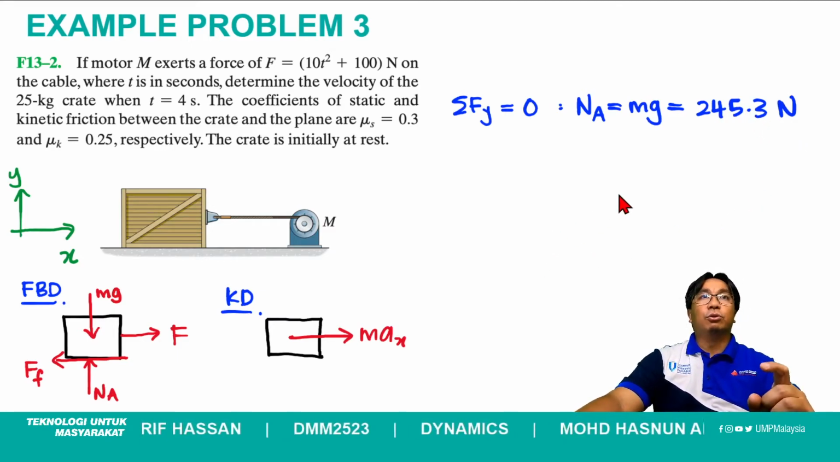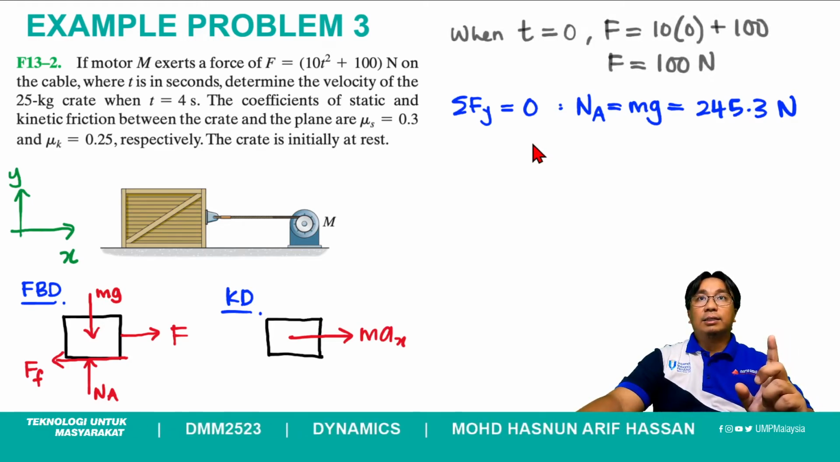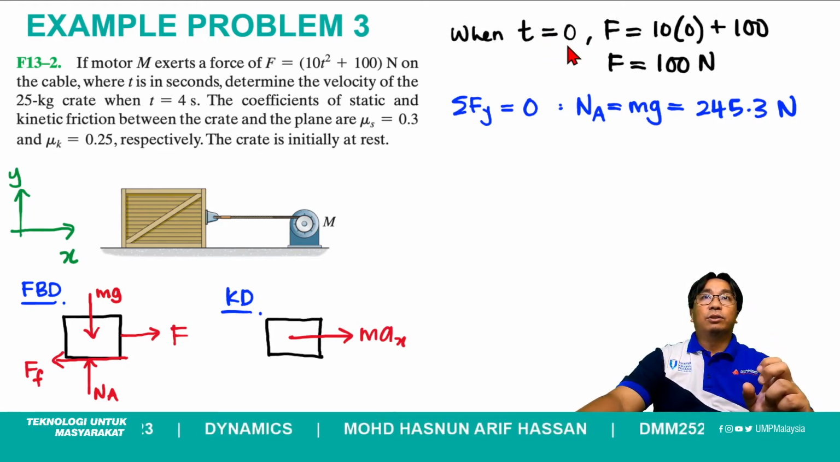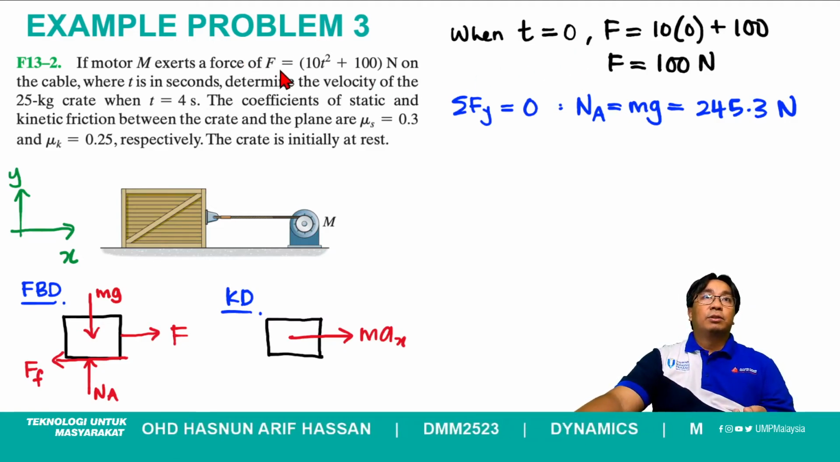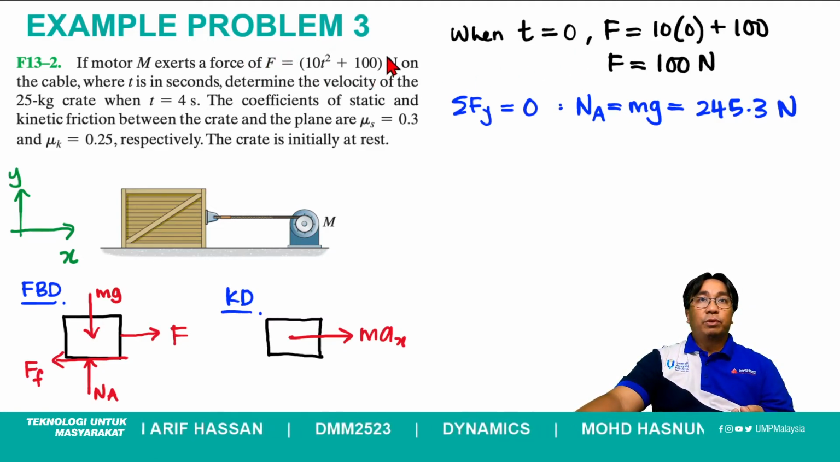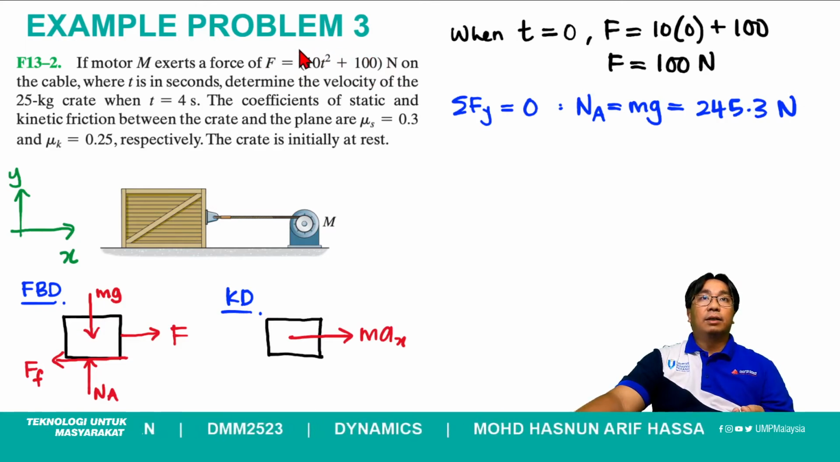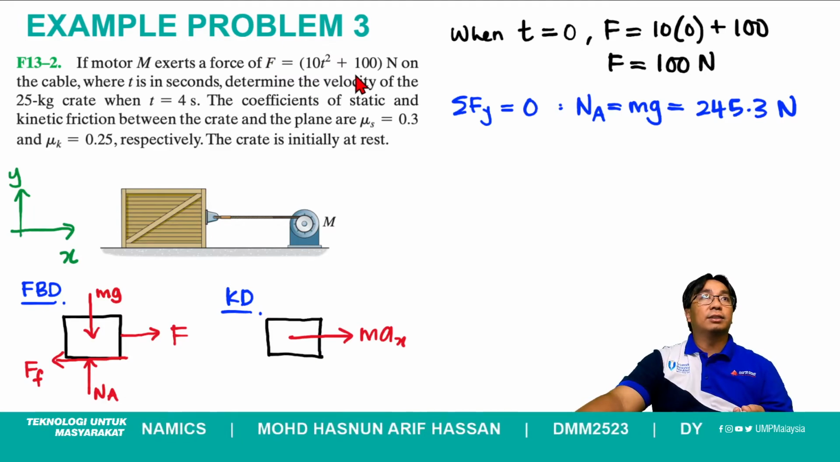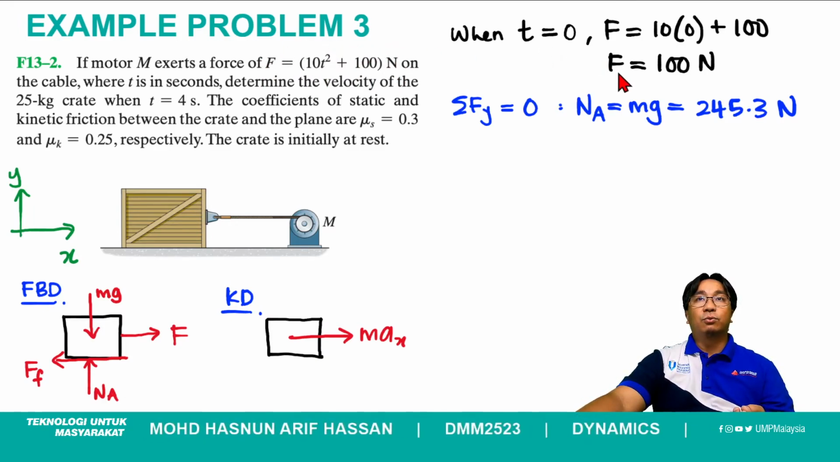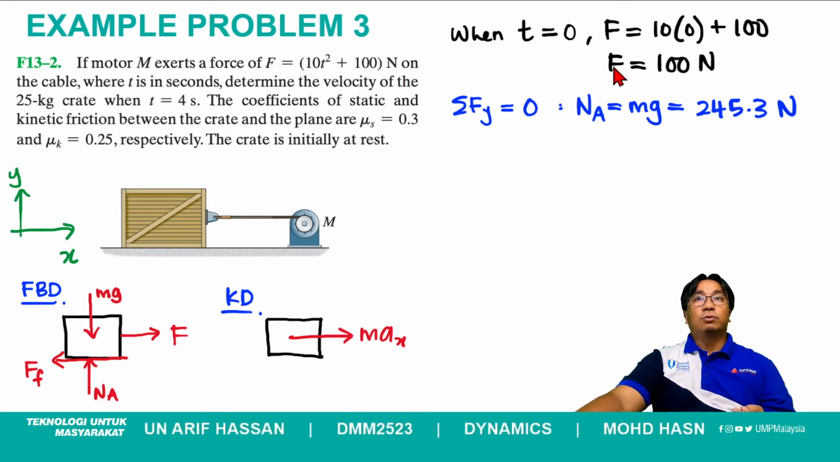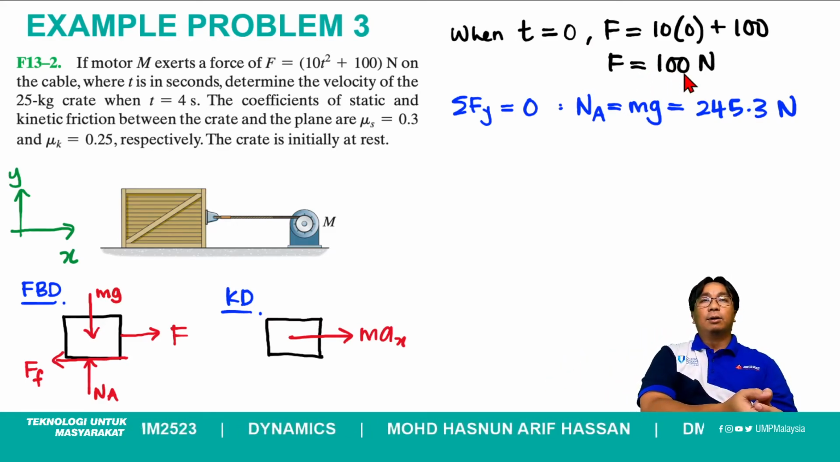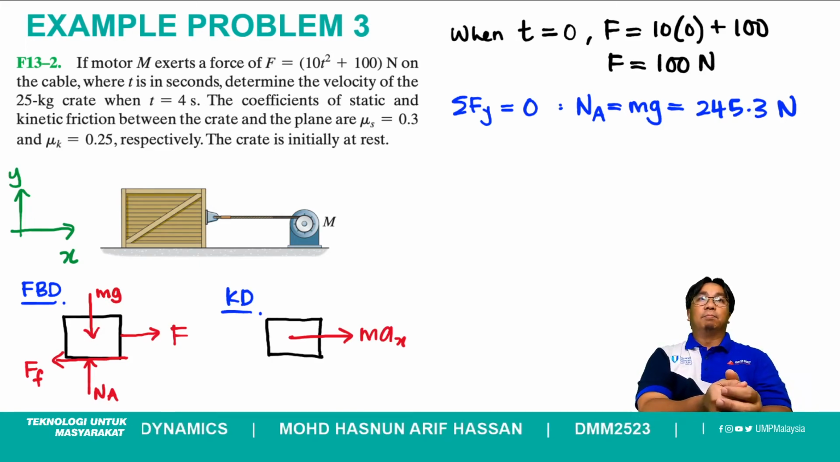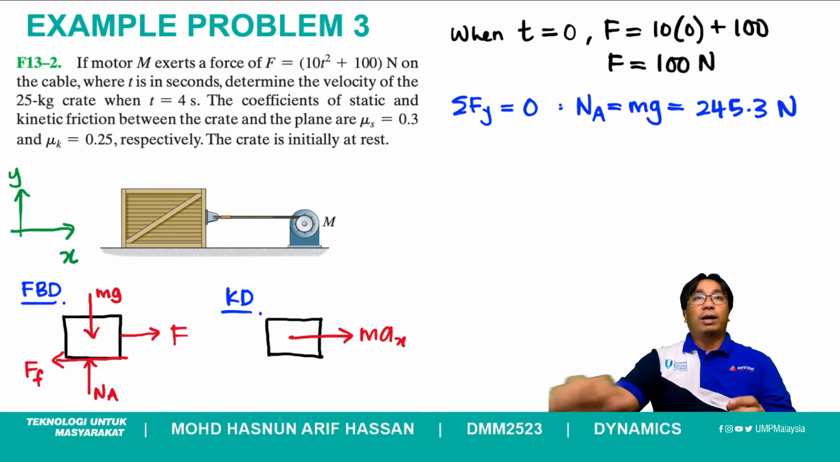Now, we need to know, initially when t equals 0, what the force is. So we key in the value of time equals 0 in the force function. We get that when t equals 0, the force is 100 Newton. So the force given by the motor pulling the crate is 100 Newton.